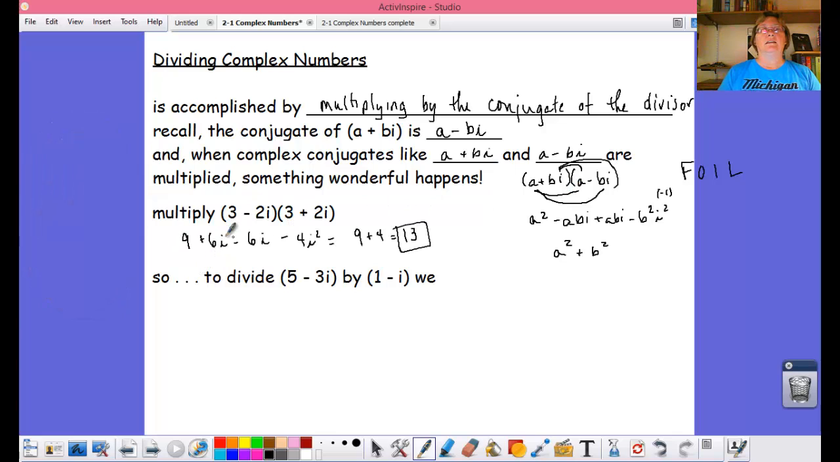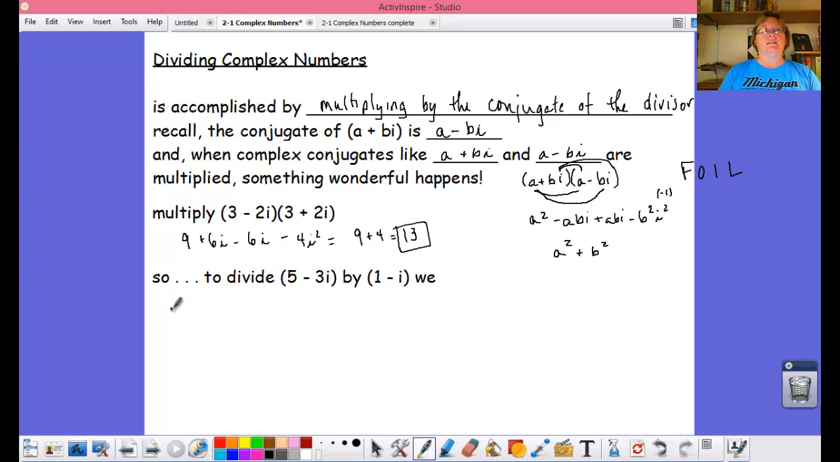Here's my work. I again use FOIL because that's what I grew up with. 3 times 3, 9. Outsides, 6i. Insides, minus 6i. Last, negative 4i squared. The i squared there acts as negative 1, so that becomes plus 4, and it washes out to be 13. See, that whole business of multiplying by the conjugate allows us to divide.